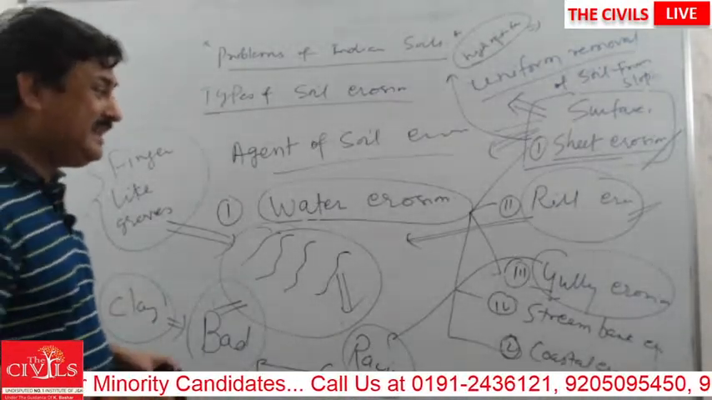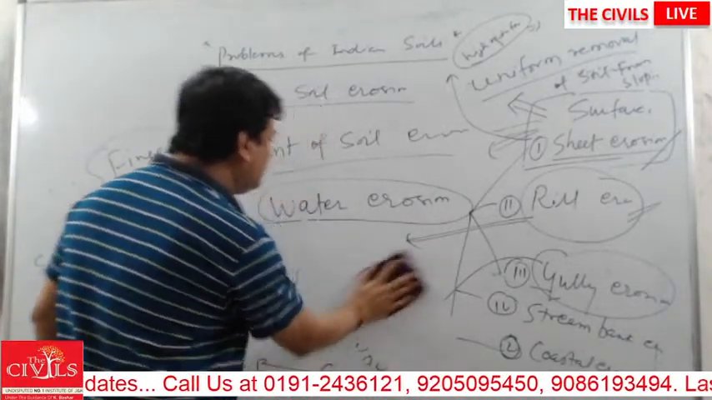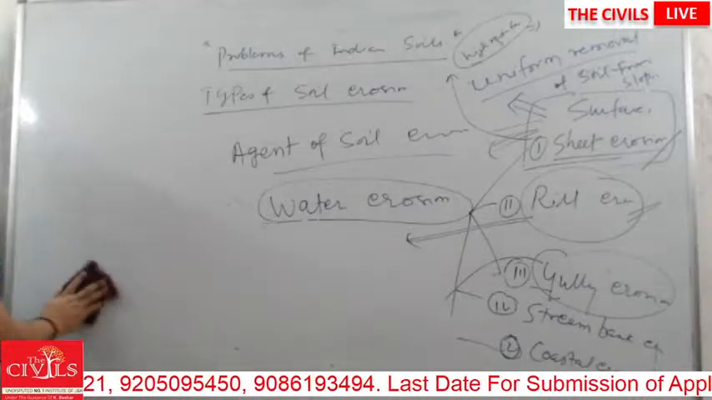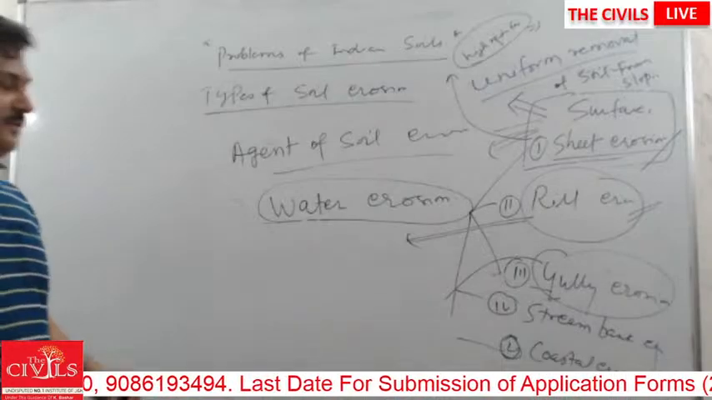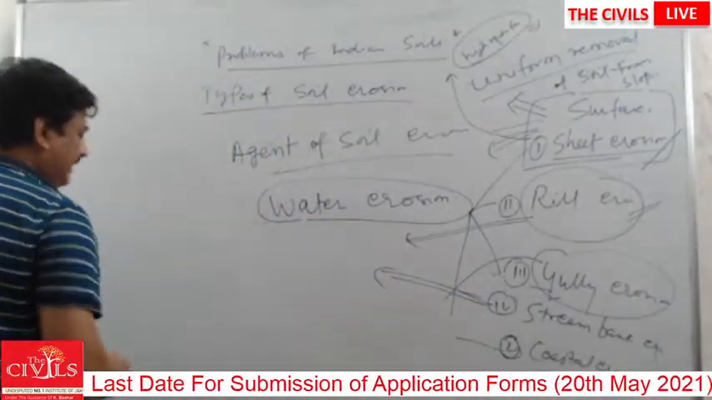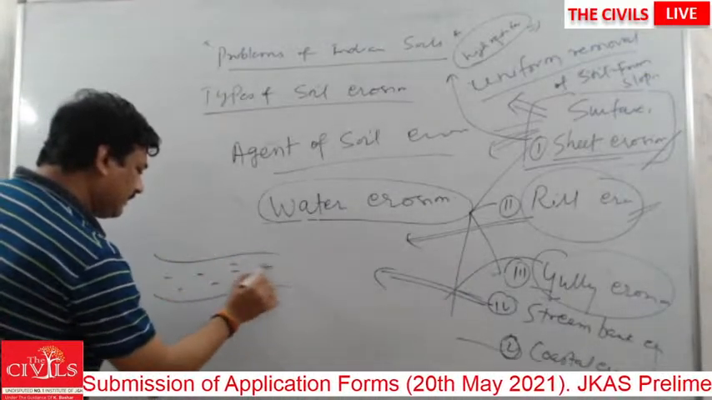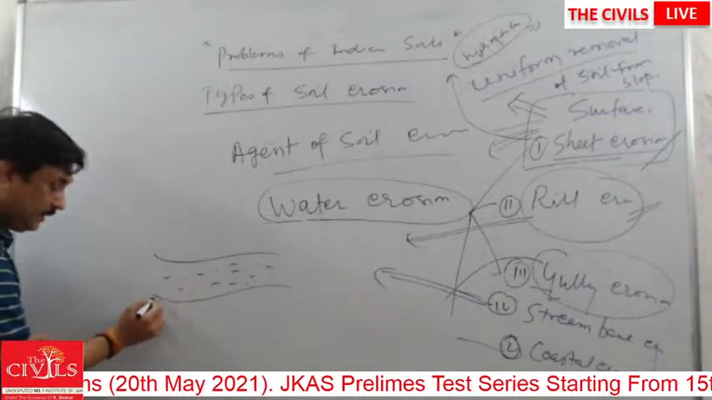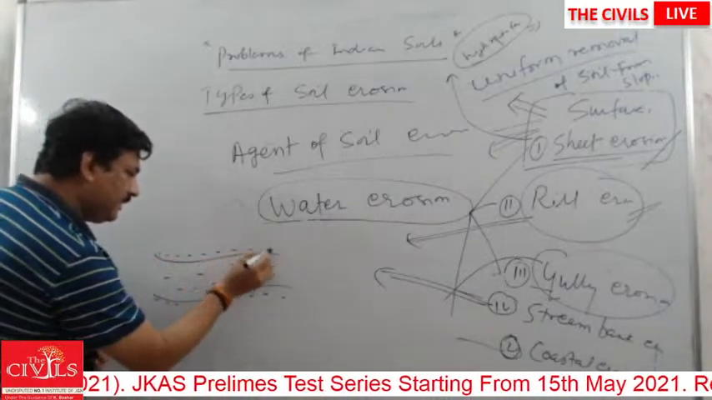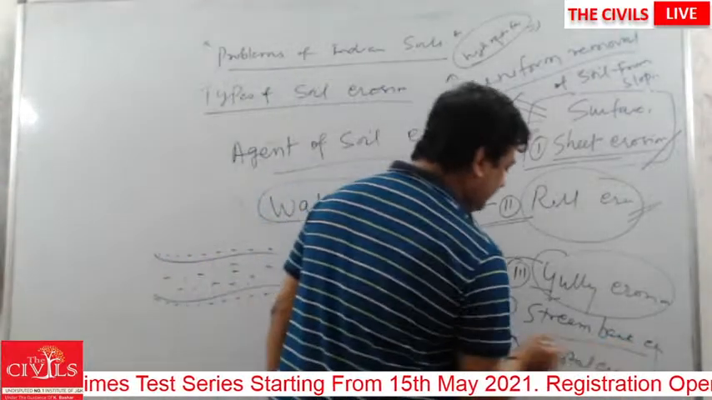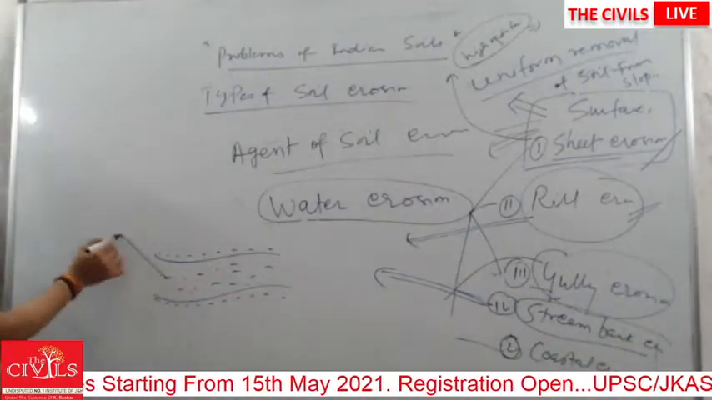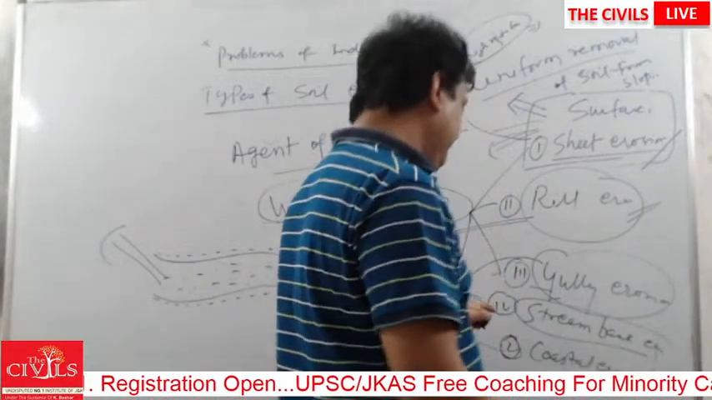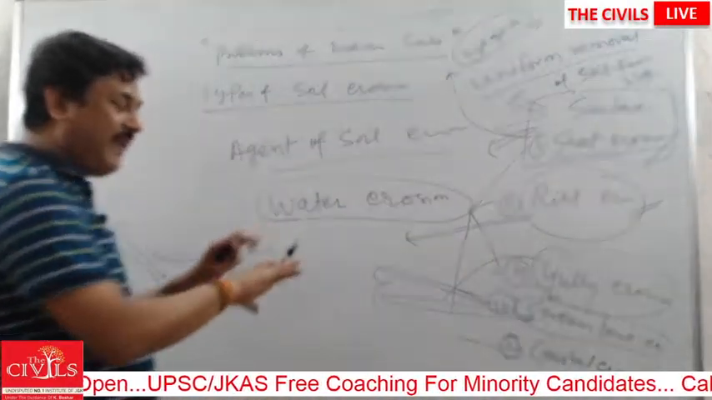The next is stream bank erosion, or river bank erosion. This erosion takes place when the volume of water increases in the river. During that time the river encroaches on its bank area, and this is called stream bank erosion. This stream bank erosion is the main reason behind the shifting of river channels. This type of erosion takes place in flat areas.